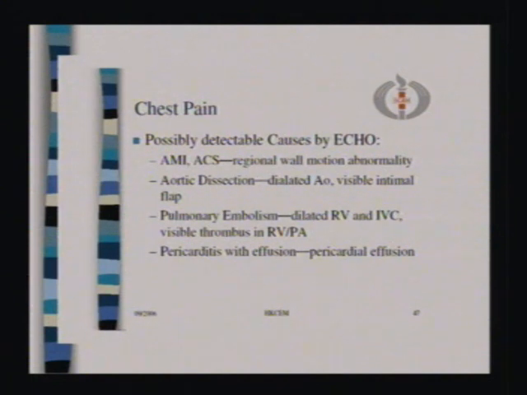Coming to chest pain, a patient comes to you with chest pain. What are the detectable causes by echo? You can get an acute myocardial infarction, acute coronary syndrome. You will get a regional wall motion abnormality. While in dissection, you will get a dilated aorta and a visible intimal flap. In pulmonary embolism, you'll get a dilated RA, RV and IVC. A visible thrombus may be seen in the RV and RA. And with pericarditis with effusion, you'll see pericardial effusion obviously.